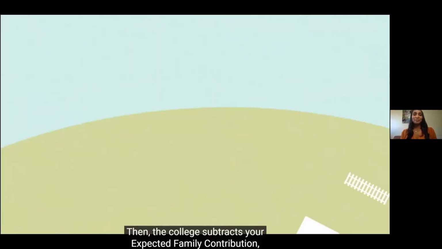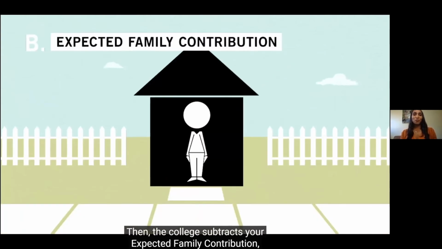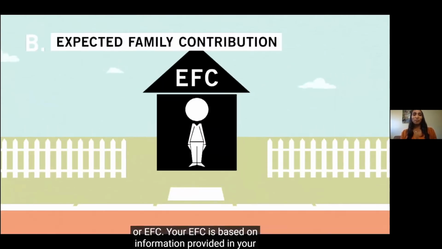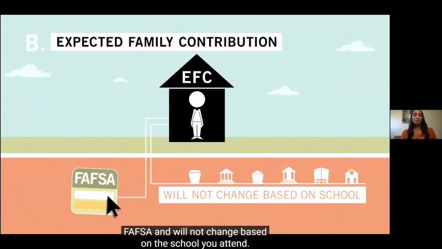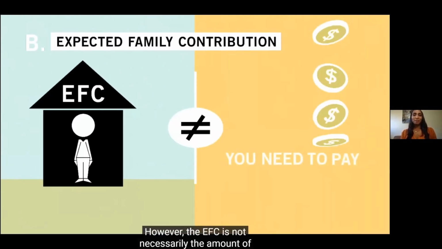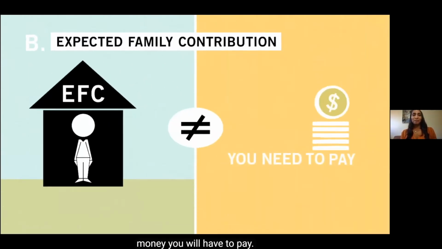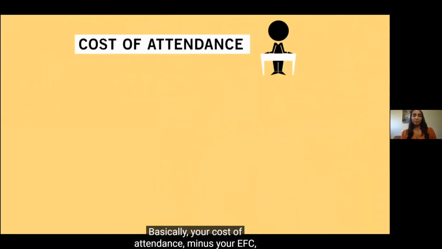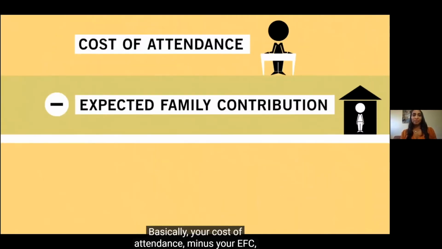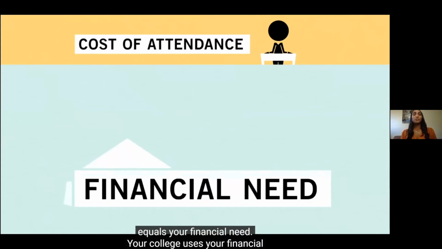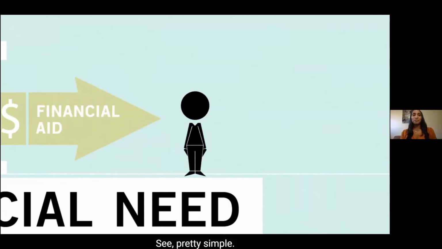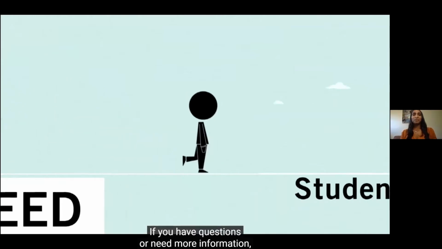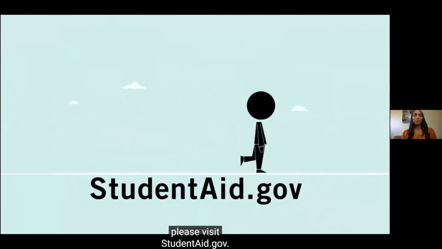Then, the college subtracts your expected family contribution, or EFC. Your EFC is based on information provided in your FAFSA and will not change based on the school you attend. However, the EFC is not necessarily the amount of money you will have to pay. Basically, your cost of attendance minus your EFC equals your financial need. Your college uses your financial need and other information to determine how much financial aid you can receive. See? Pretty simple. If you have questions or need more information, please visit studentaid.gov.